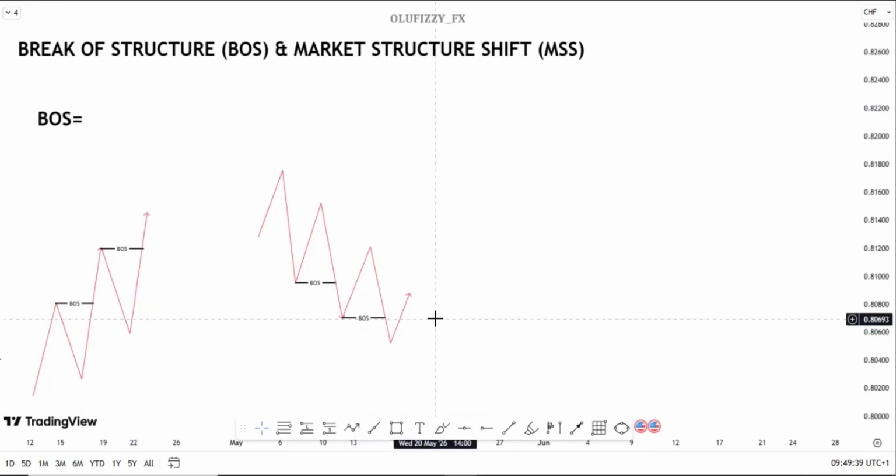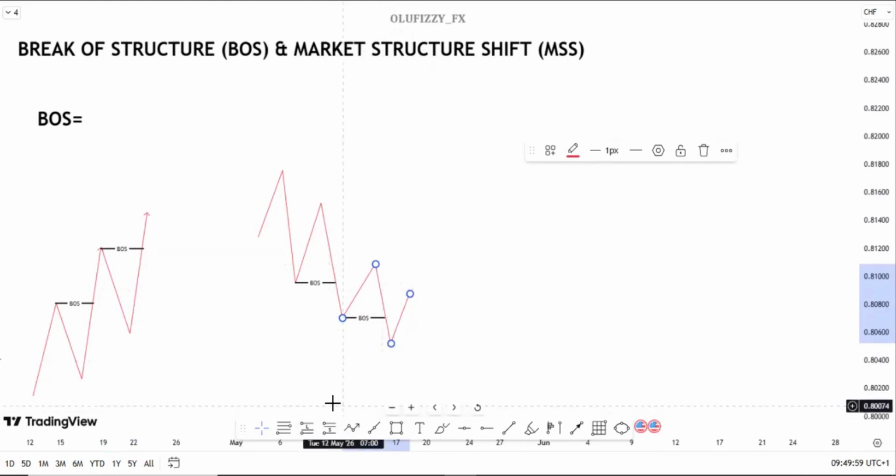Now let's talk about market structure shifts. This is where some traders get confused, because unlike break of structure, which signals the continuation of the market, market structure shift signals a possible change in trend.